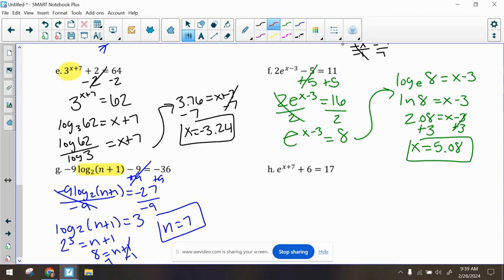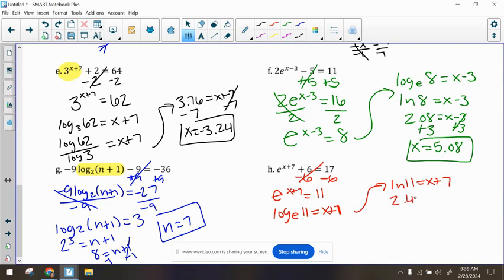H is going to be very similar to the process that we did in F, where I start by subtracting 6 on both sides, convert to log form, and again, I know a log with base e is a natural log. Natural log of 11 is about 2.40. And then we subtract 7, and we get about negative 4.60.